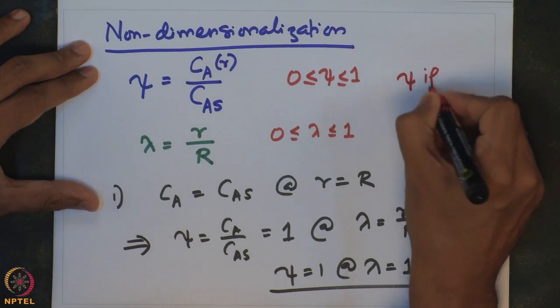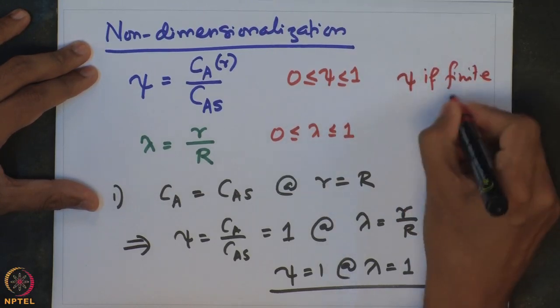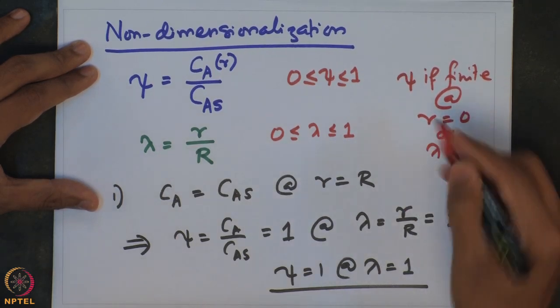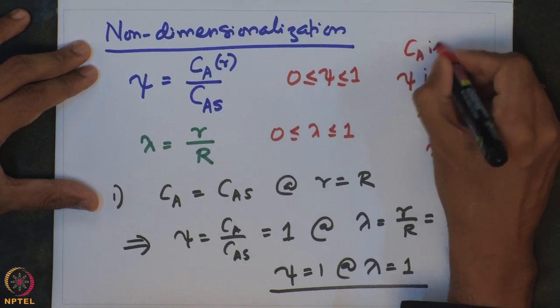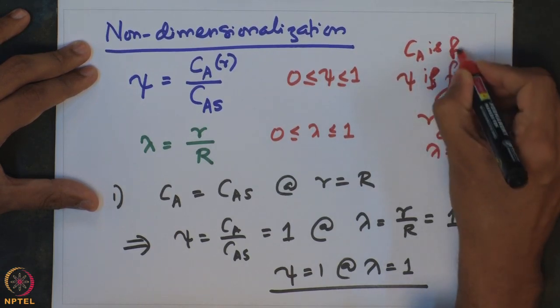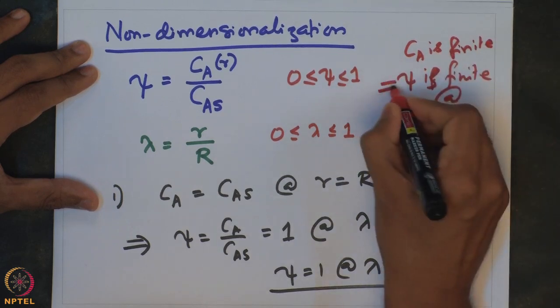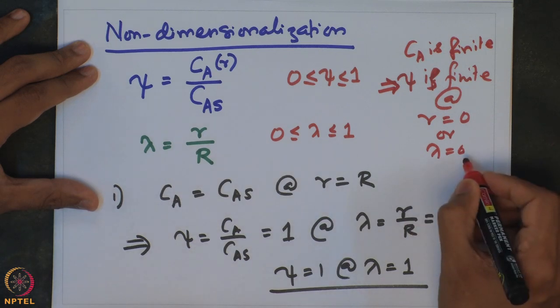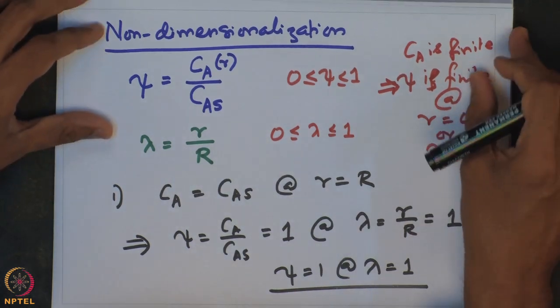And what will be the second boundary condition? The second boundary condition will essentially be psi is finite at r equal to 0 or lambda equal to 0. So, concentration Ca is finite, which implies that psi is finite at r equal to 0, or lambda, which is the dimensionless position, equal to 0. So, now let us look at the model equations. Let us try to find the dimensionless form of the model equation.